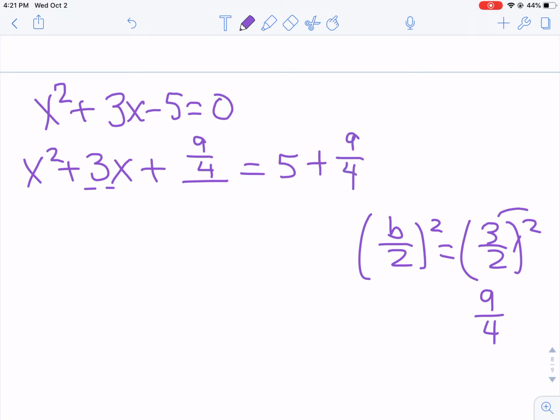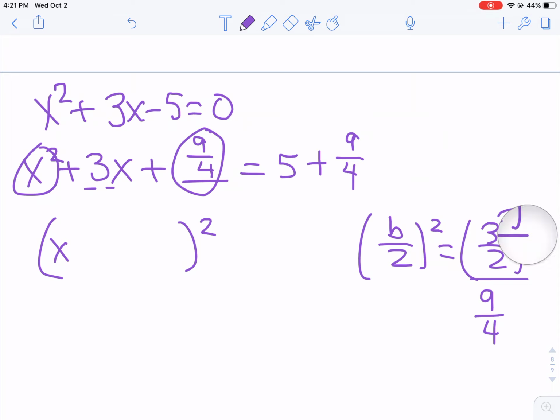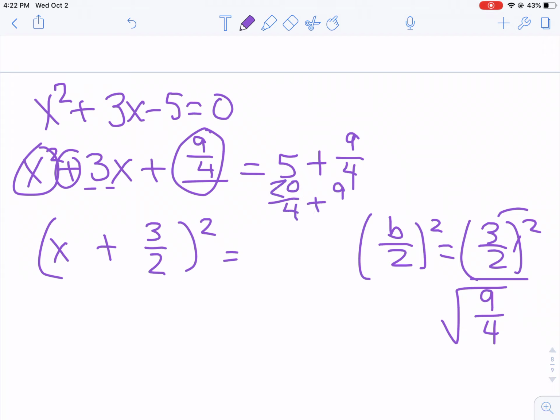Okay? So this side, if we square root the first, that's x. Square root the last, well, over here we're taking 3/2 and squaring it. So if you square root what you already squared, it gets you back to where you started. So if I square root 9 over 4, I should get back to 3/2. And because this is a plus, I'm going to put a plus in the middle here. 5 in fourths is 20 over 4, so that gives me 29 over 4 on this side.